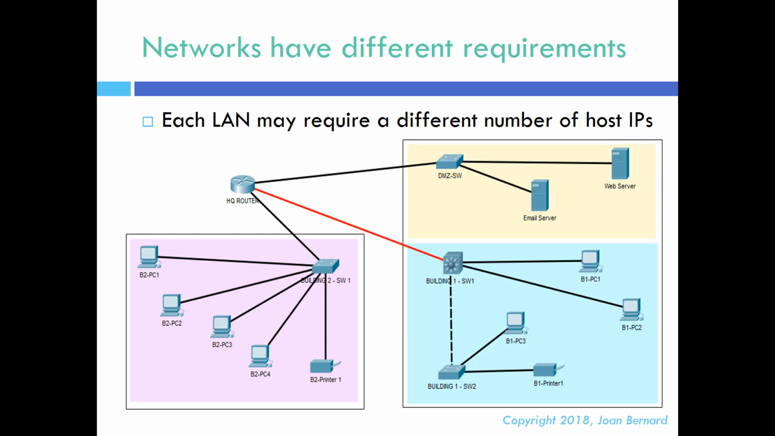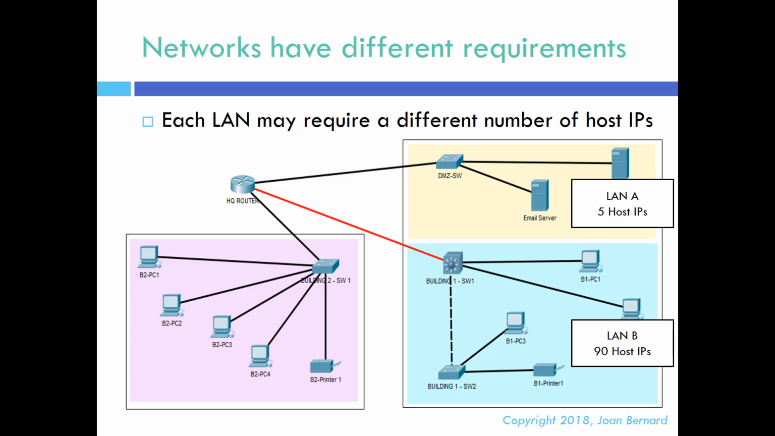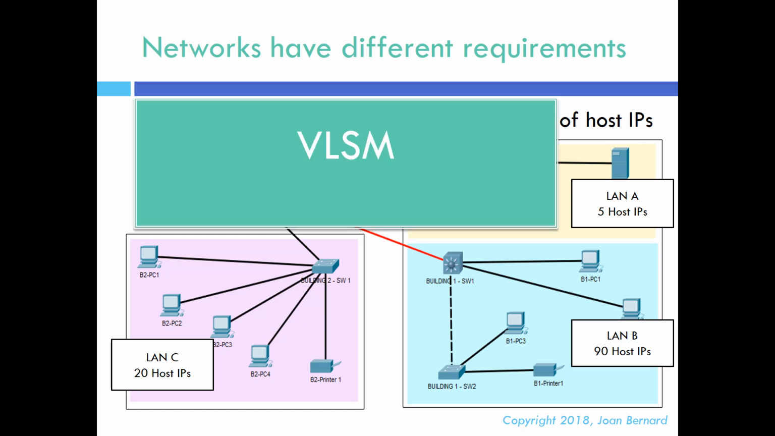Every network may require a different number of host IPs. In this example, I have a network, we'll call it LAN A, that requires 5 host IPs. Then LAN B requires 90 host IPs for the devices in that network. And LAN C requires 20 host IPs for the devices in its network.